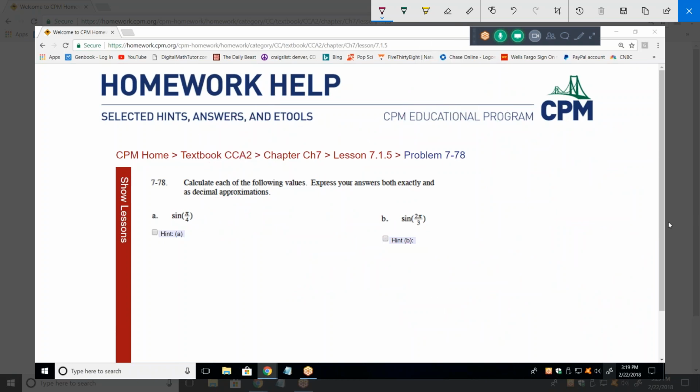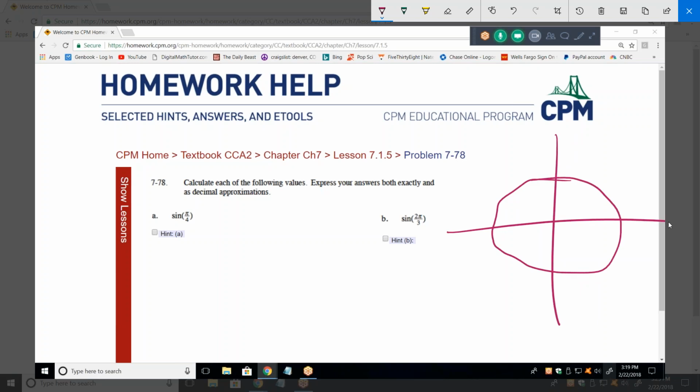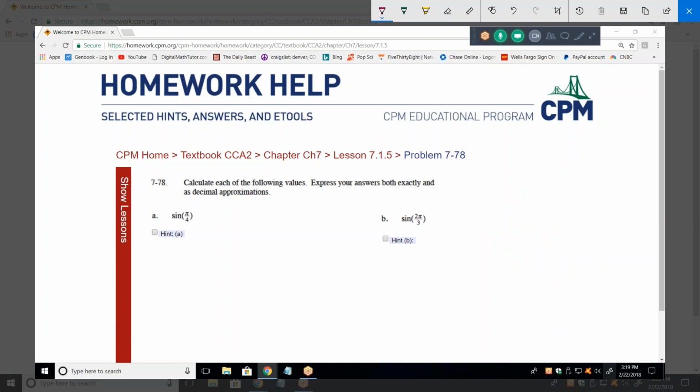The sine of 2 pi over 3. Now, you had the unit circle? Have you had the unit circle? I don't think so. This is the unit circle. Oh yeah, we have a bit. Okay. Which quadrant is that angle in?